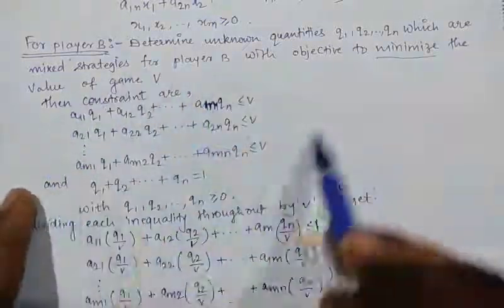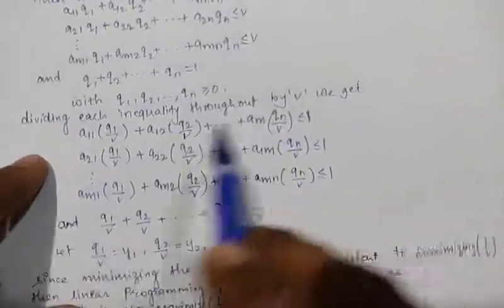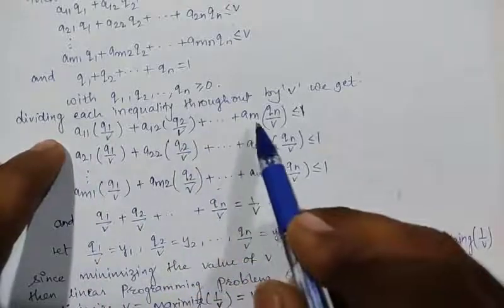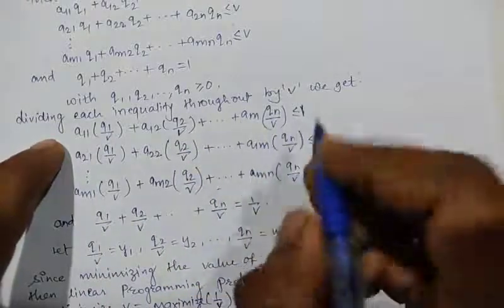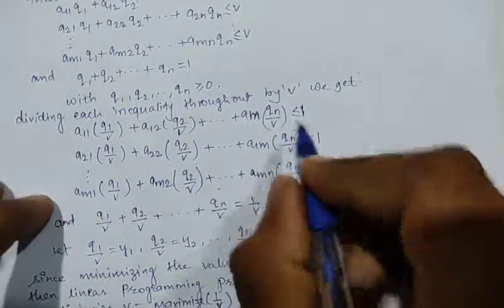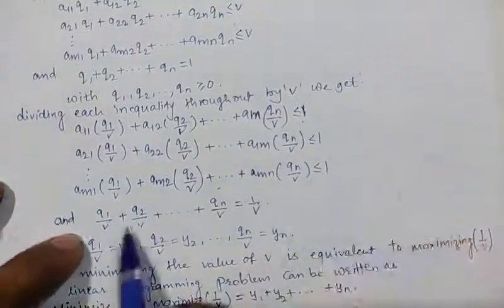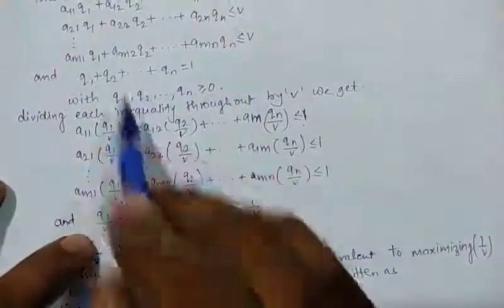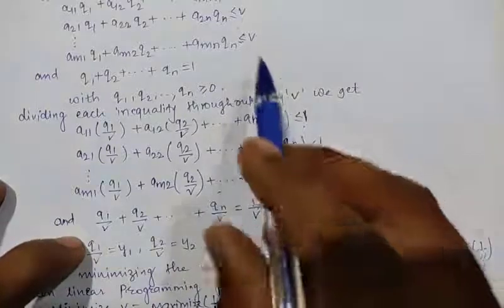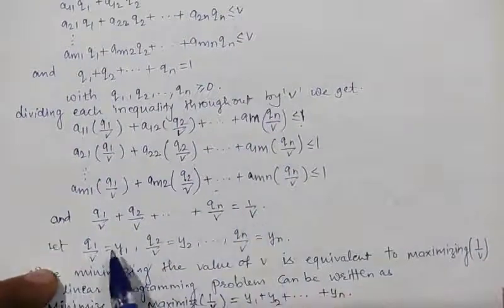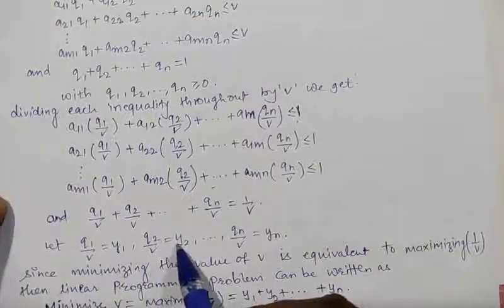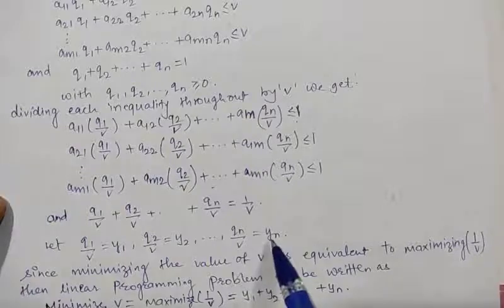Similarly, divide all these constraints by v, then we get equations like this: a11 into q1 by v plus a12 q2 by v plus up to a1n into qn by v is less than or equal to 1. And similarly, after dividing by v, we get the last equation. So this equation becomes q1 by v plus q2 by v plus up to qn by v equal to 1 upon v. Now substitute q1 by v as y1, q2 by v as y2, and so on, qn by v as yn.